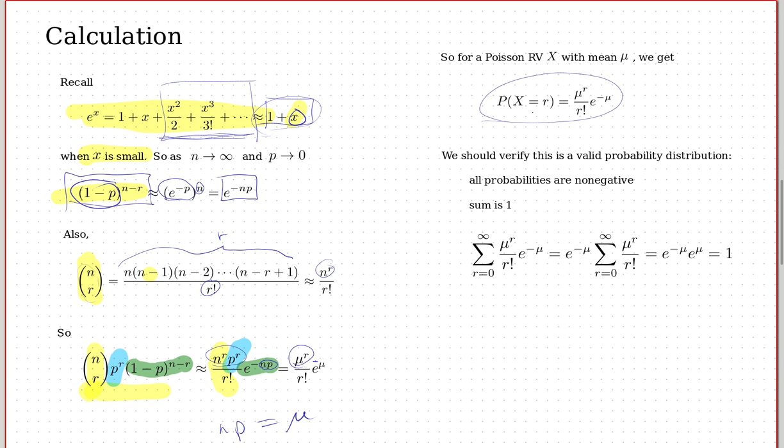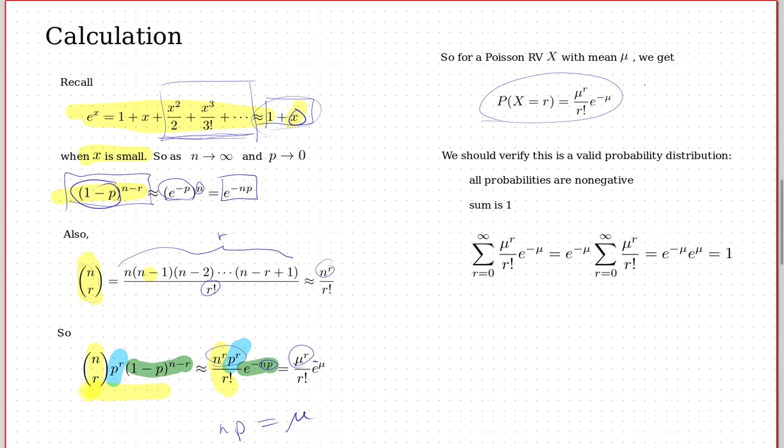In the limit, as the number of trials goes to infinity while the mean stays fixed at mu, the probability of r events is equal to mu to the r over r factorial times e to the minus mu. Okay, so that's the formula that we came up with. Now, of course, we did some estimating and taking the limit. We should really verify that this is now a valid probability distribution, right?